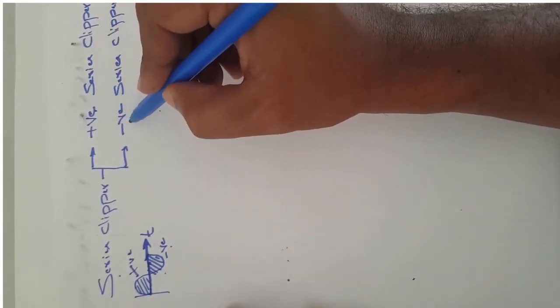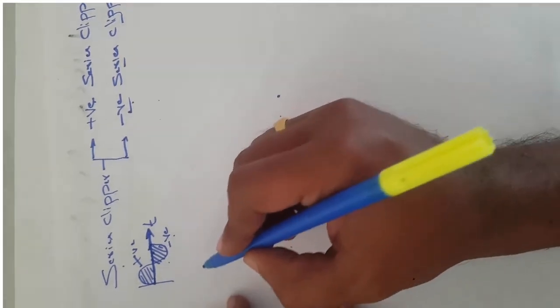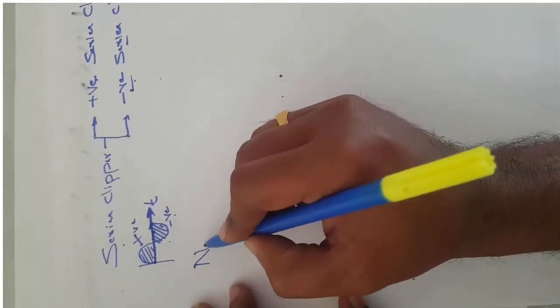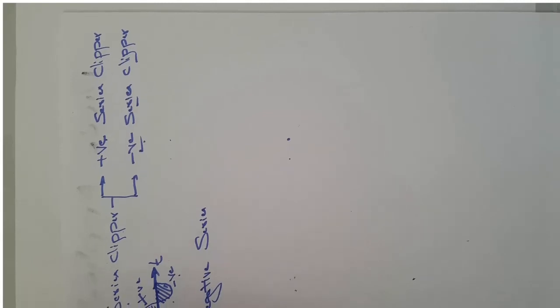With this, let me go with a negative series clipper. Likewise, we also have this classification in shunt clippers. We have positive shunt clipper and negative shunt clipper. So that is what we are going to discuss in the upcoming classes.